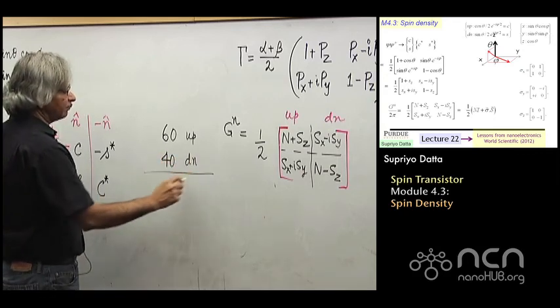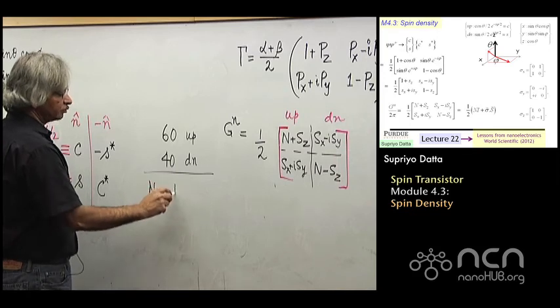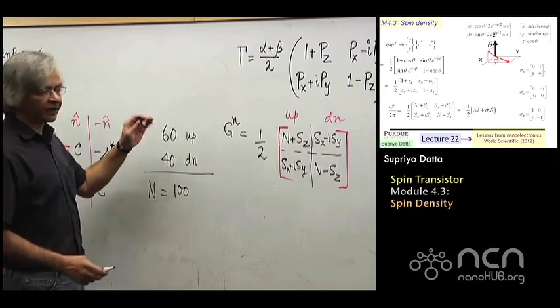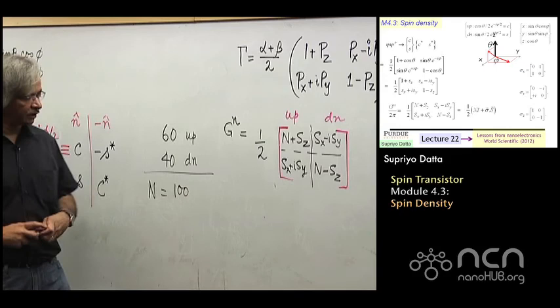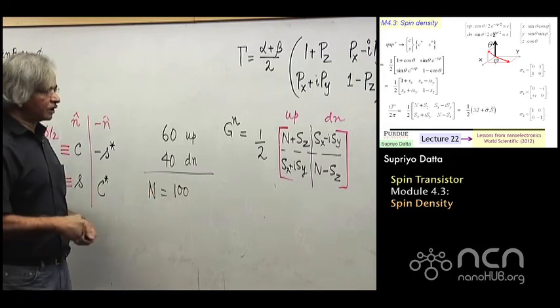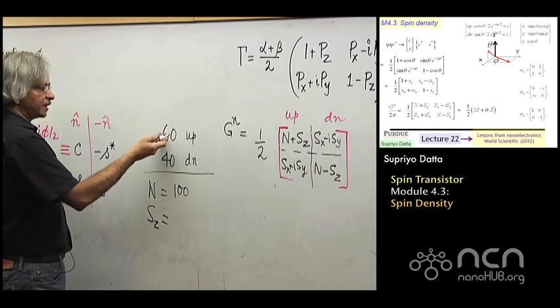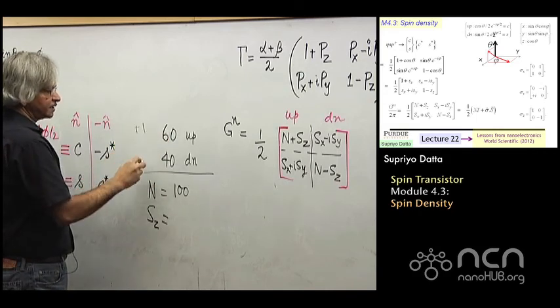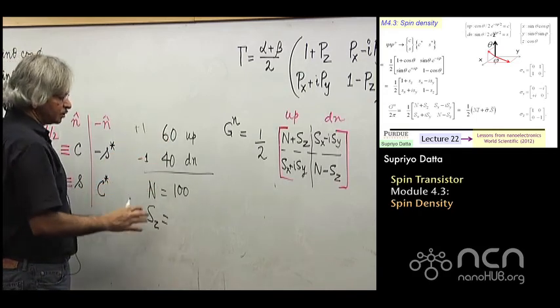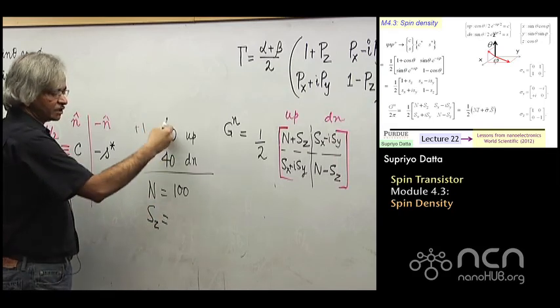Then the total number of electrons, n, is equal to 100: 60 red types, 40 blue types, total is 100 n. And what is the net spin? Well, this is the type that has a positive spin, and that is the type that has a negative spin. So the net spin is like 60 minus 40.